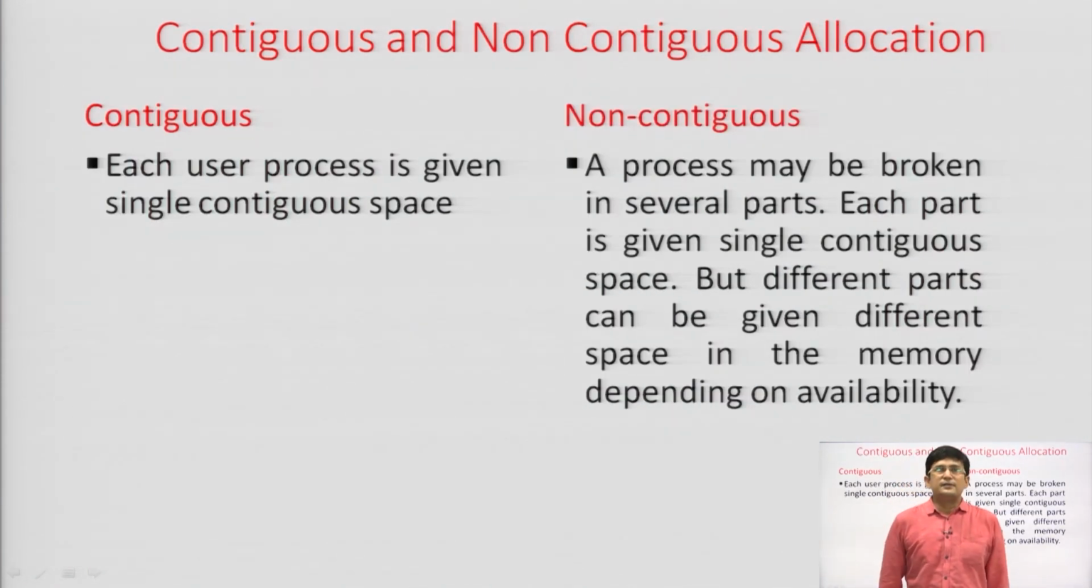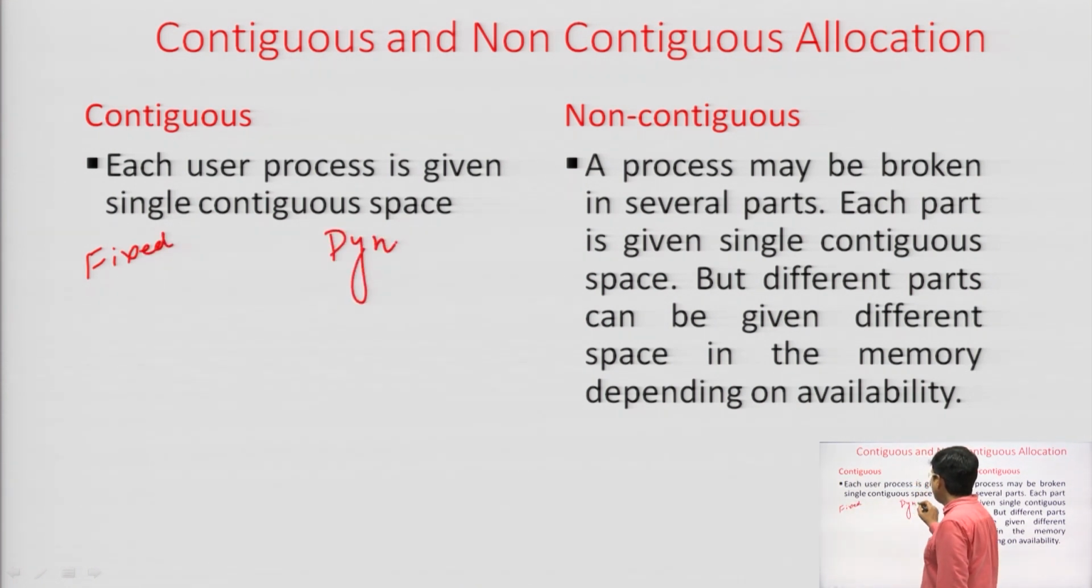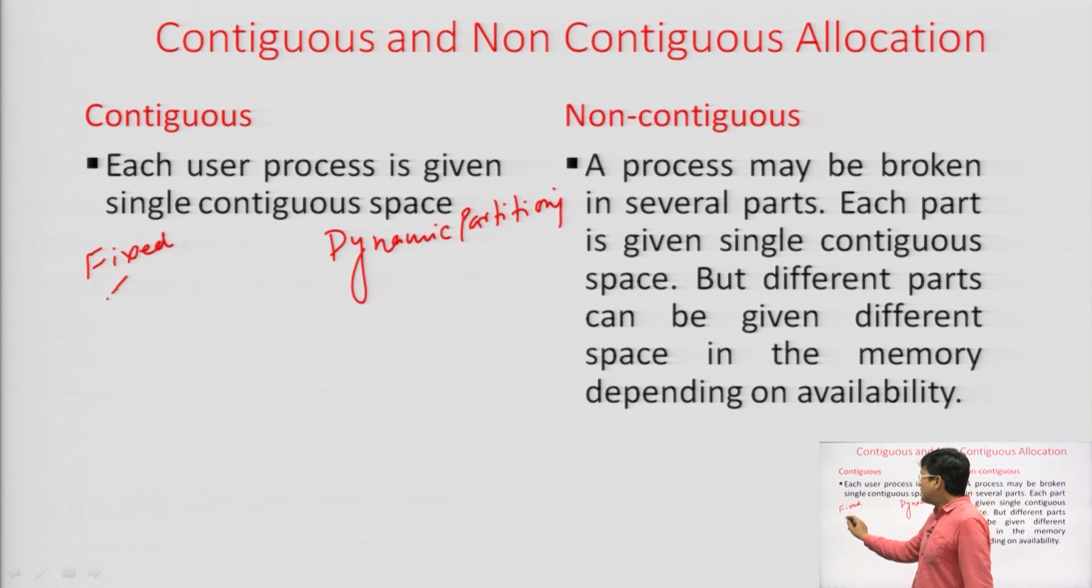Now, we have discussed the contiguous and the non-contiguous schemes. We have seen two schemes by which contiguous allocation can be done. One is multiprogramming with fixed partitioning, and the other scheme was dynamic partitioning. In the fixed partitioning, there were two schemes. One scheme suggested creating equal size partitions.